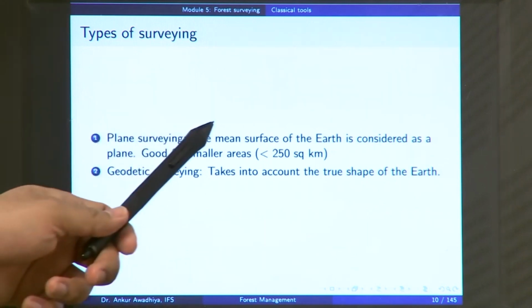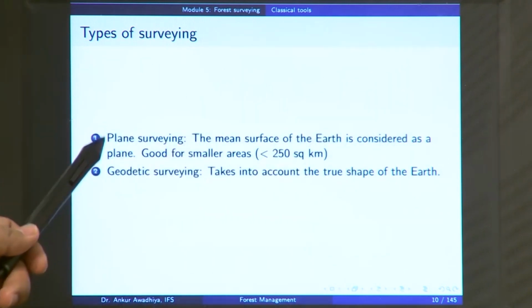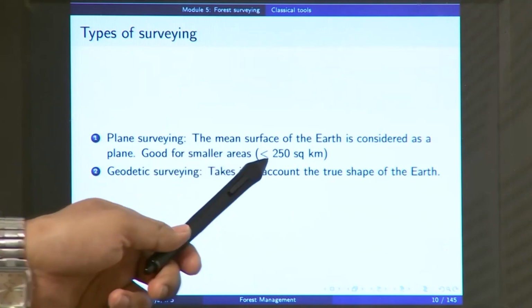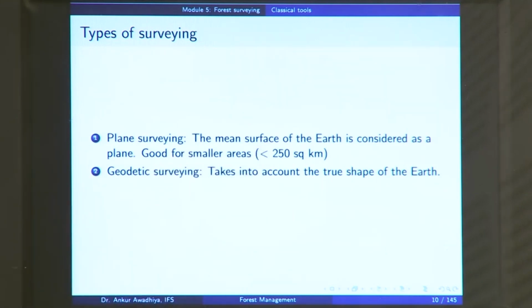So, plane surveying: the mean surface of the earth is considered as a plane, and it is good for smaller areas that are less than 250 square kilometers. Because if you start taking areas that are larger than these, then your approximation that you are working on a plane surface has ended. Now, you will have to take into account the curvature of the earth at that particular point or in that region.